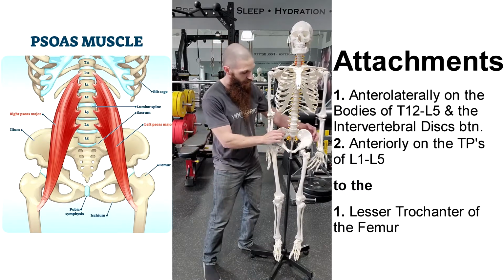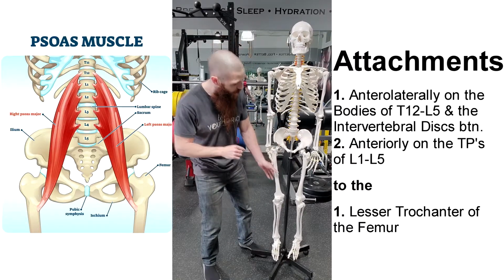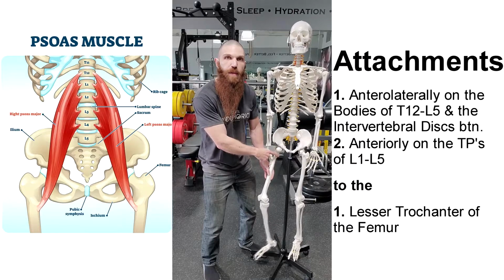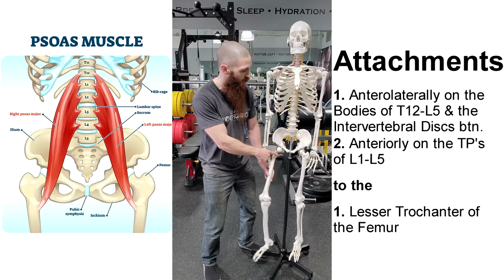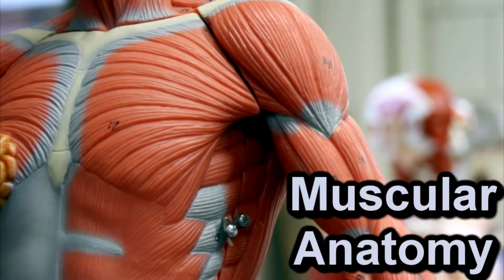Then we have the pelvis. We have the ilium right over here, and then the femur. With regard to the femur, one thing worth noting is the lesser trochanter. That is going to be a very important thing when discussing the psoas major, but that is pretty much the skeletal anatomy for the psoas major.